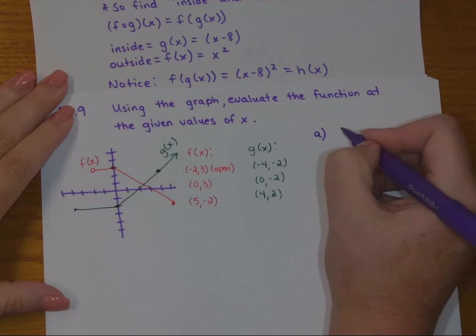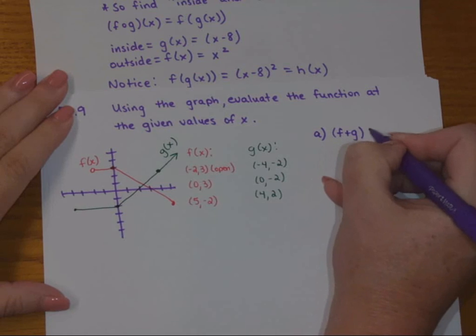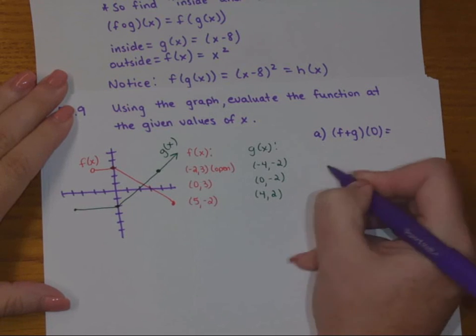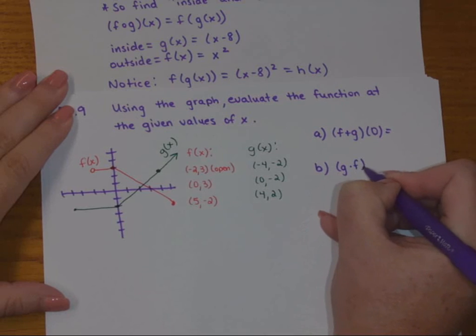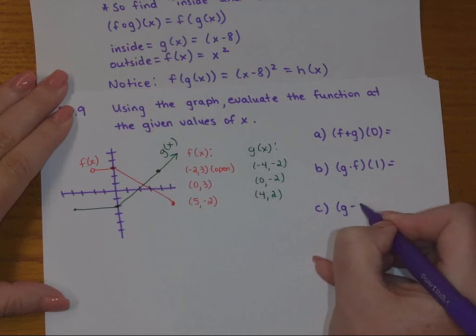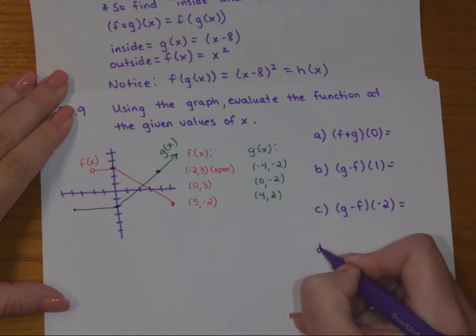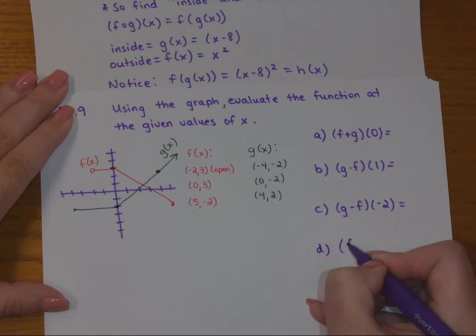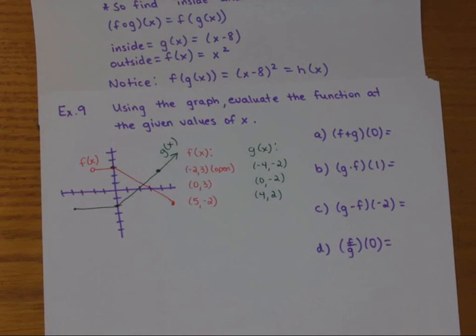Okay, so here are the quantities I want you to find, and I want you to maybe skip a line in between them all. So we're going to find f of g of 0, g times f of 1, g minus f of negative 2, and f over g of 0. So if you need to pause the video to kind of catch up so that your graph is already drawn, then do that.